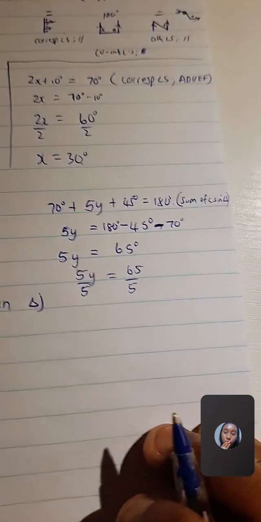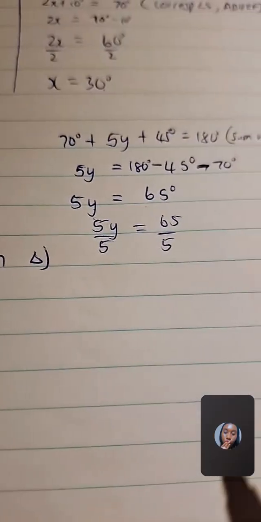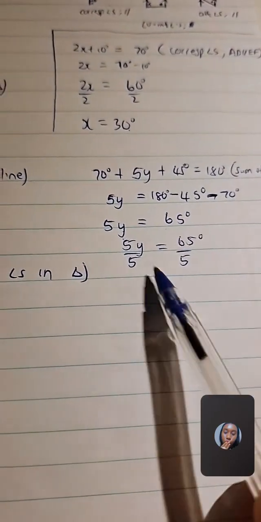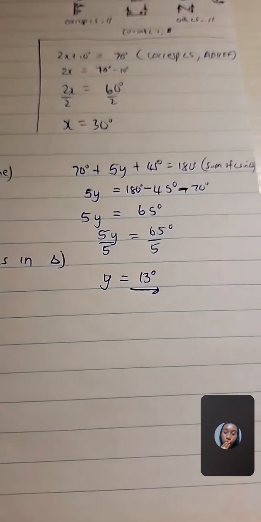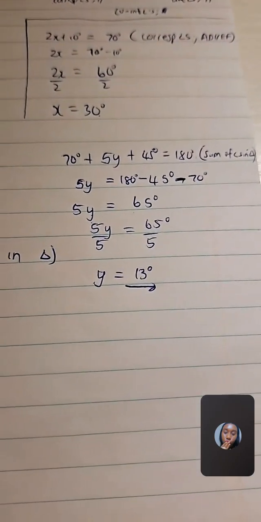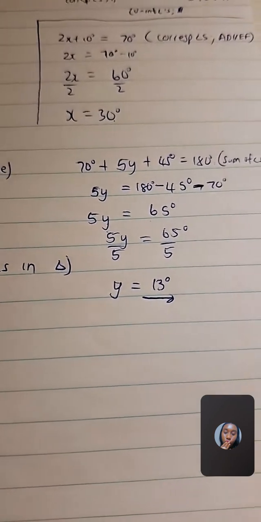And as Shai Babylon indicated in the comment section, we then get a beautiful answer of y is equal to 13 degrees. That's important to see. Okay. All right. Well done. Well done, Shai Babylon in the comment section.